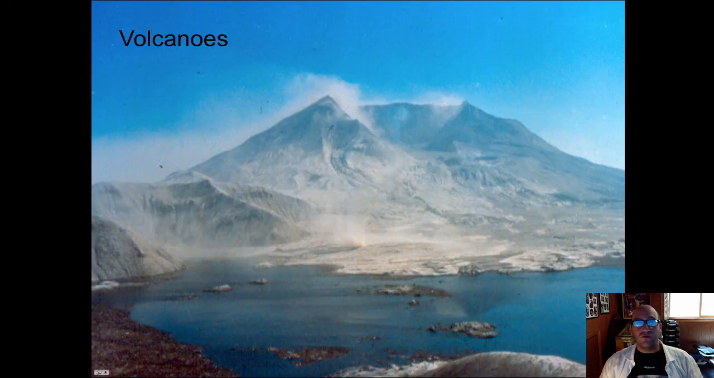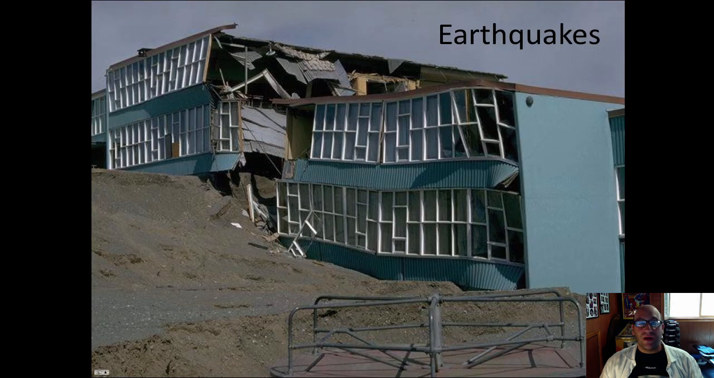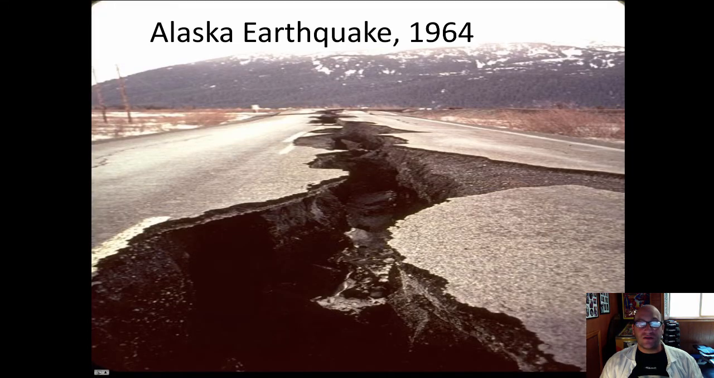Gets into volcanoes, and then we'll relate that back over to mountain building and different types of mountains that can be seen throughout the world, how the Rockies are different from the Appalachians. We'll relate all that back to earthquakes. We'll look at some case studies of earthquakes. Here's the Alaska earthquake, Fairbanks of 1964, one of the biggest earthquakes in history.